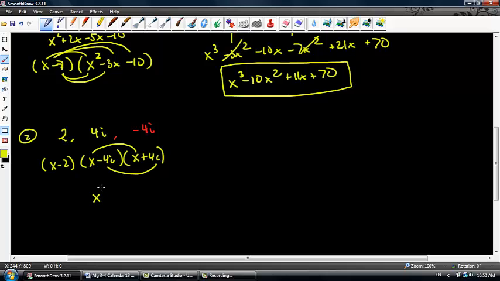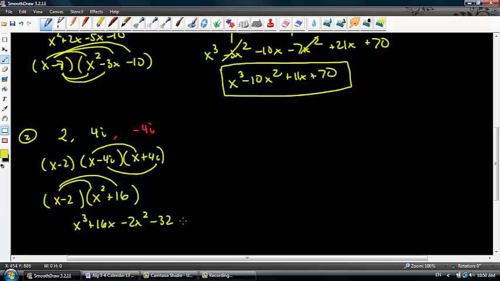I get x squared, negative 16 times i squared is positive 16. And this is being multiplied by x minus 2. I get x to the third plus 16x minus 2x squared minus 32. So rewriting that into standard form is x to the third minus 2x squared plus 16x minus 32.